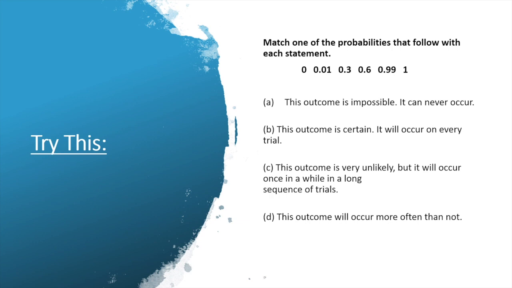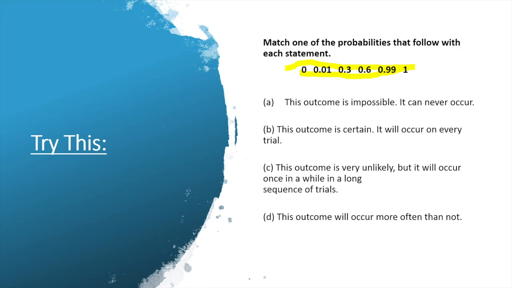So before we go any further, let's just stop for a second and take a little checkpoint. So try this. You're going to match one of the probabilities with each of the statements below. So we're giving you these probabilities right there, and then match those to these statements. A, the outcome is impossible, meaning it can never happen. B, the outcome is certain, it will happen every single time. C, the outcome is very unlikely, but it can occur once in a long sequence of trials. And D, the outcome will occur more often than not.